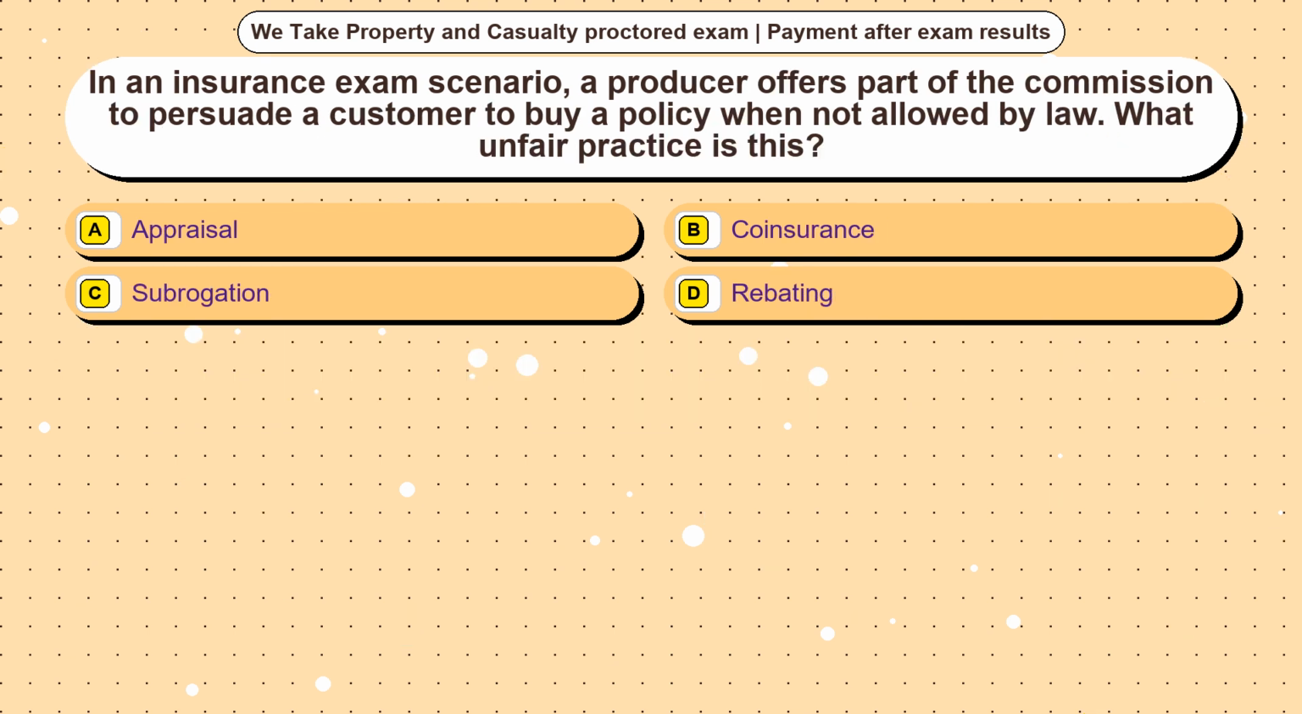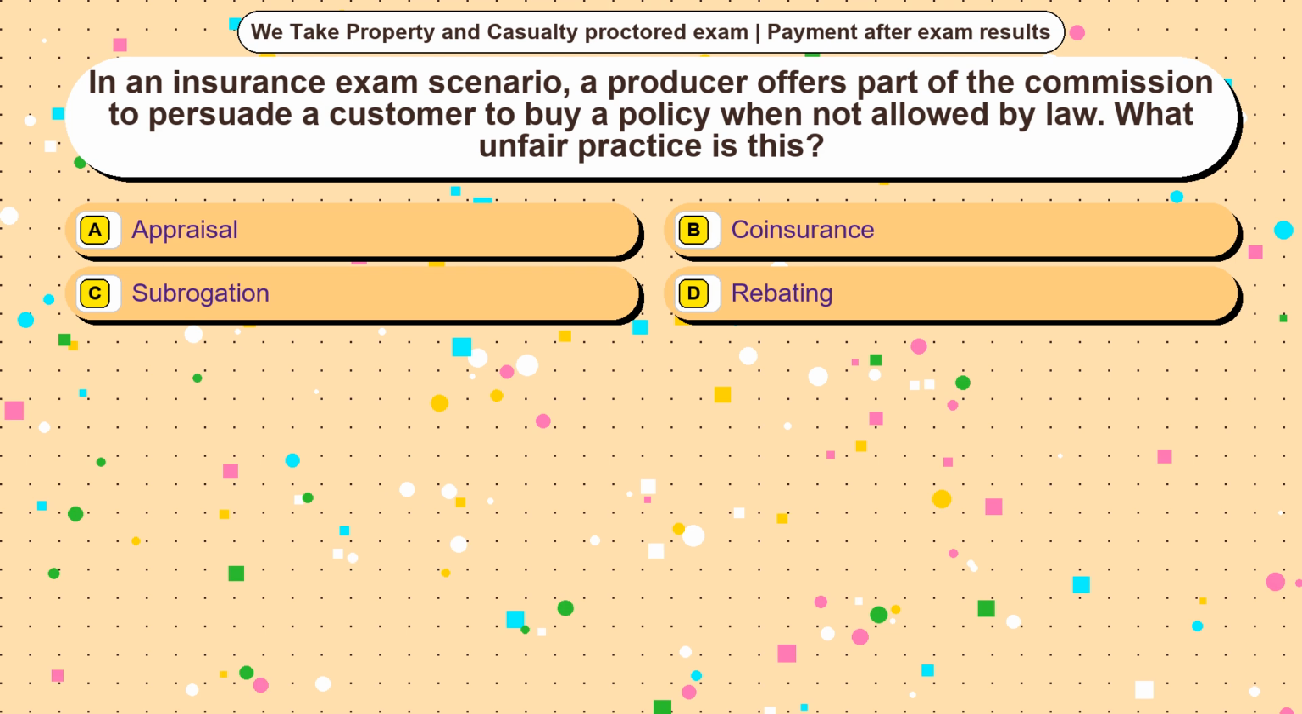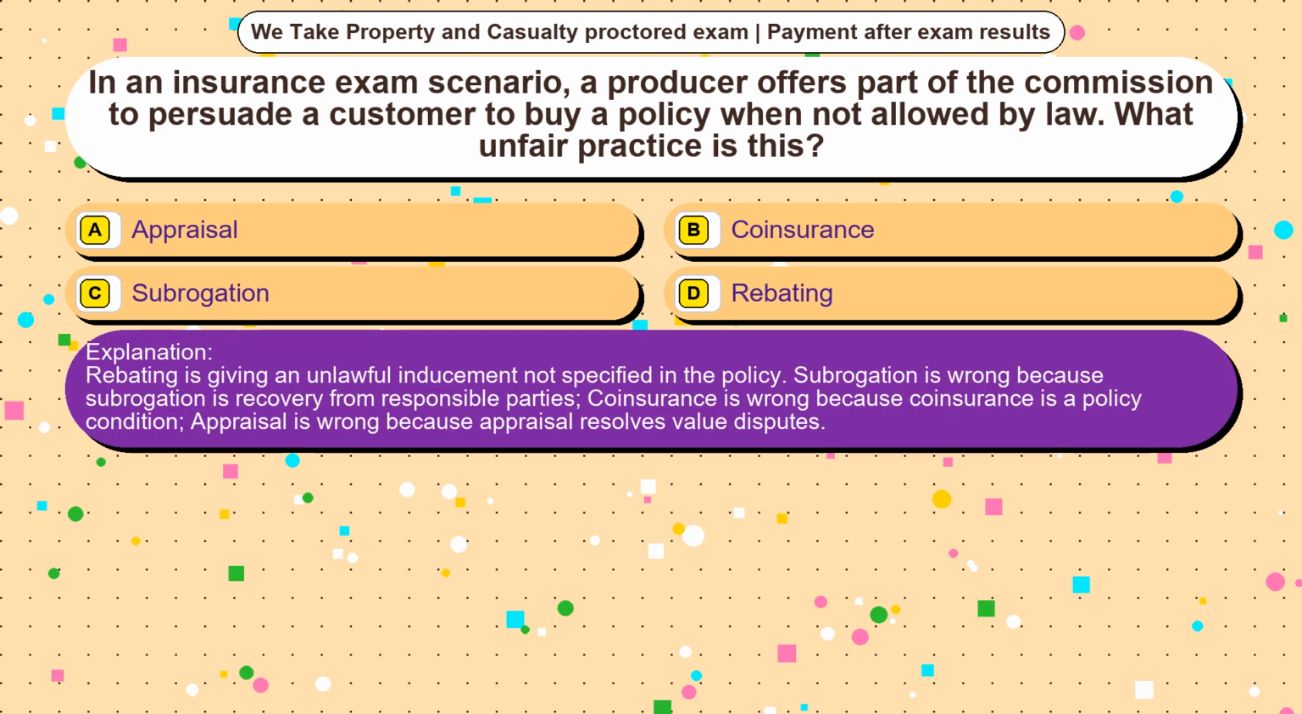Question 22. In an insurance exam scenario, a producer offers part of the commission to persuade a customer to buy a policy when not allowed by law. What unfair practice is this? Option A. Appraisal. Option B. Coinsurance. Option C is subrogation. Option D. Rebating. The correct answer is option D. Rebating is giving an unlawful inducement not specified in the policy.